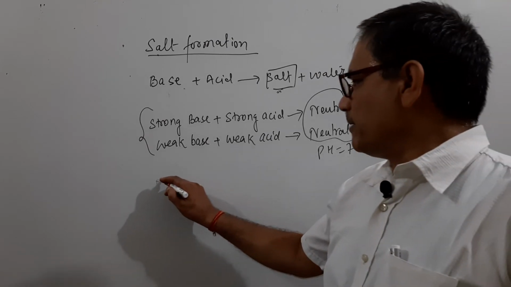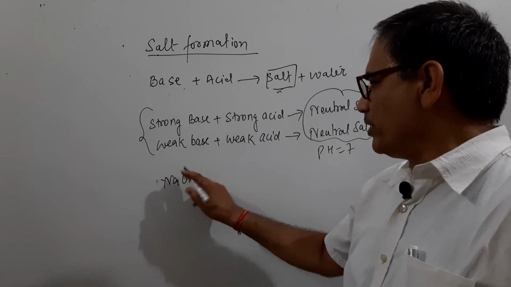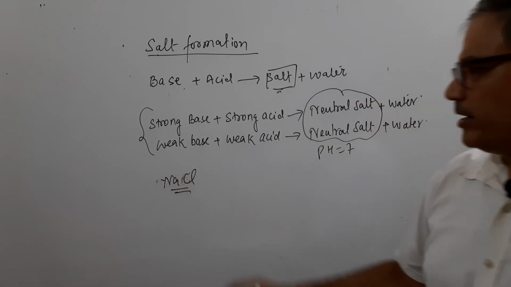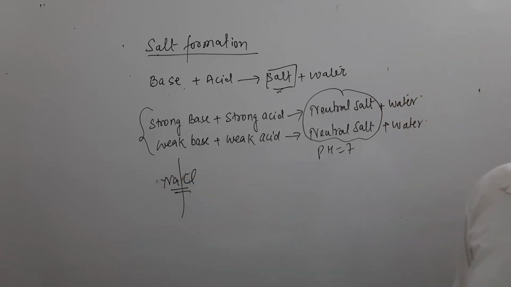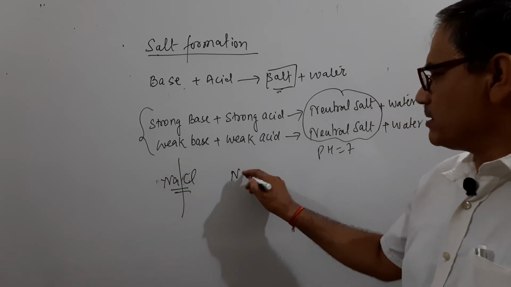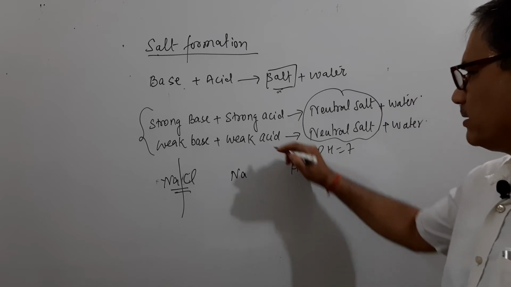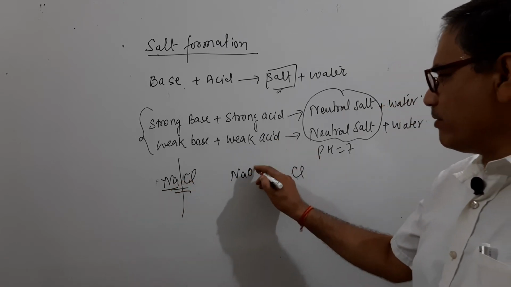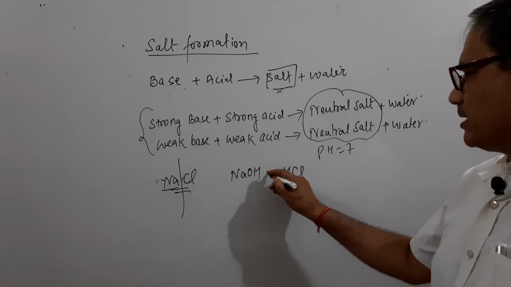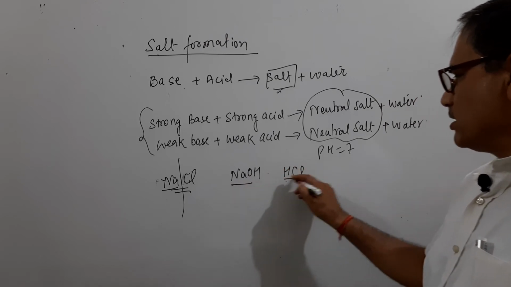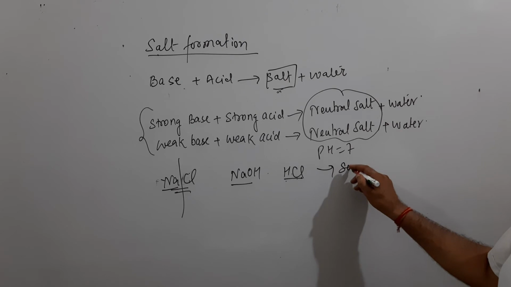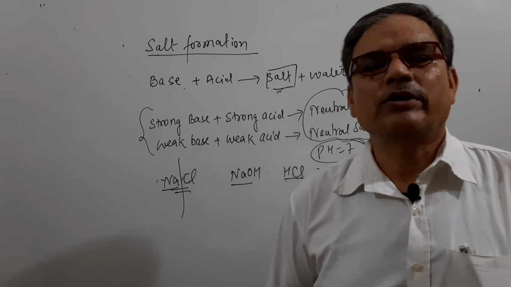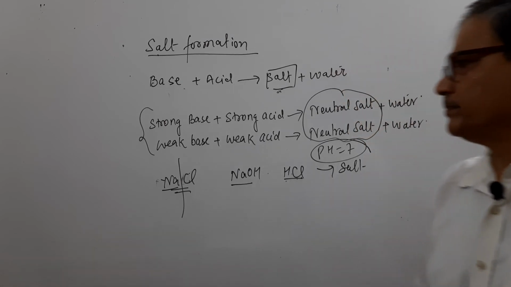If the salt is NaCl, how can we determine whether it is acidic or basic? We have to divide it into two parts. The first part is Na, the second part is Cl. It means the first part is the base, NaOH, and the second part is the acid, HCl. This is a strong base and a strong acid that form a salt, and the pH is 7, therefore the salt is neutral.